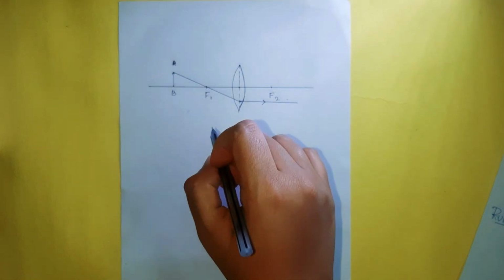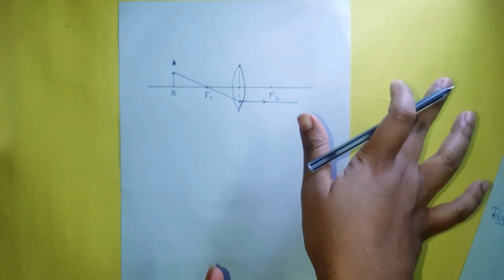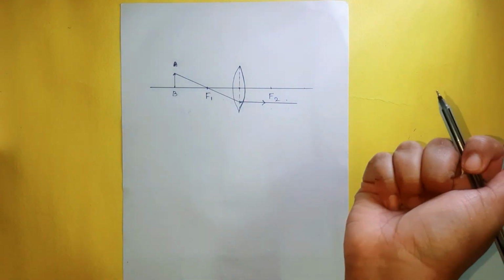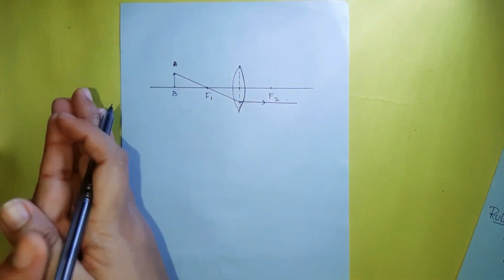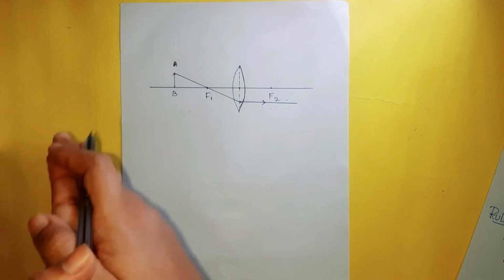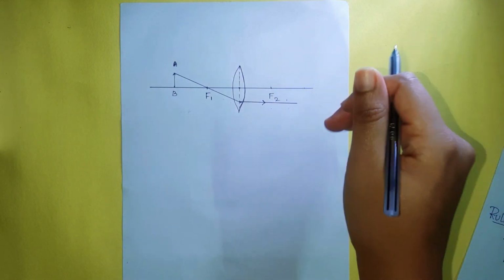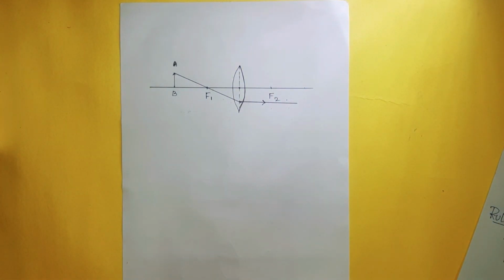So this is about the rules. These are the 3 rules. You can use any of the rules in order to draw the image formation for different positions. We'll be placing the object in different positions and drawing the ray diagram. You can click on the I button to learn how the image formation can be done.